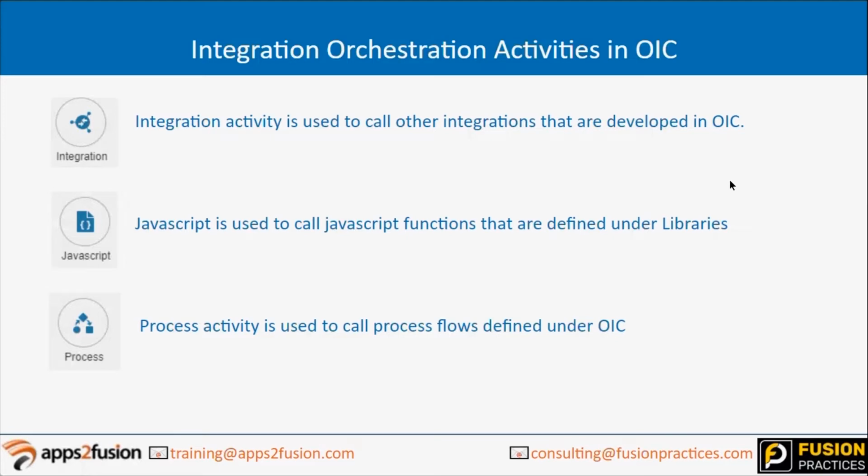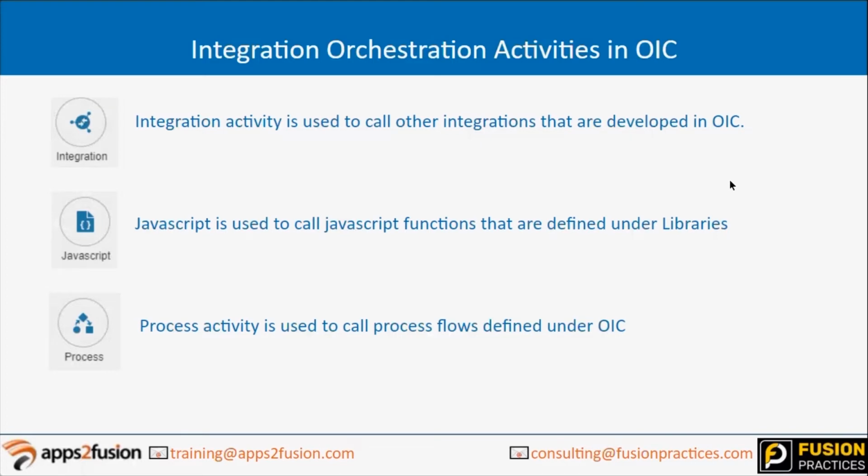But if you don't have very complex exception handling or any process flows that you're implementing for the integration, you need not break it. You can go ahead and have just one integration itself. That's not a problem. But the integration activity can be used to call any other integrations that are developed only in OIC. You cannot call anything else. It should call only the OIC integrations.